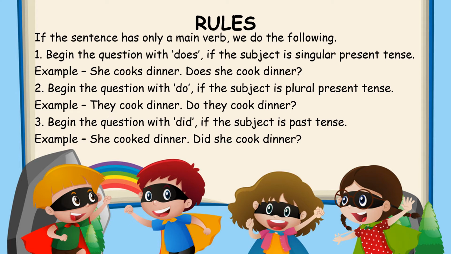Does she cook dinner? Second one, begin the question with do if the subject is plural present tense. So subject is plural and verb is present tense, you should begin the question with do. For example, they cook dinner. Cook is present tense, they is plural, so then you begin with do. Do they cook dinner? Third one, begin the question with did if the verb is past tense. So if the verb is past tense, you will begin the question with did. She cooked dinner. Cooked is past tense. So, did she cook dinner?